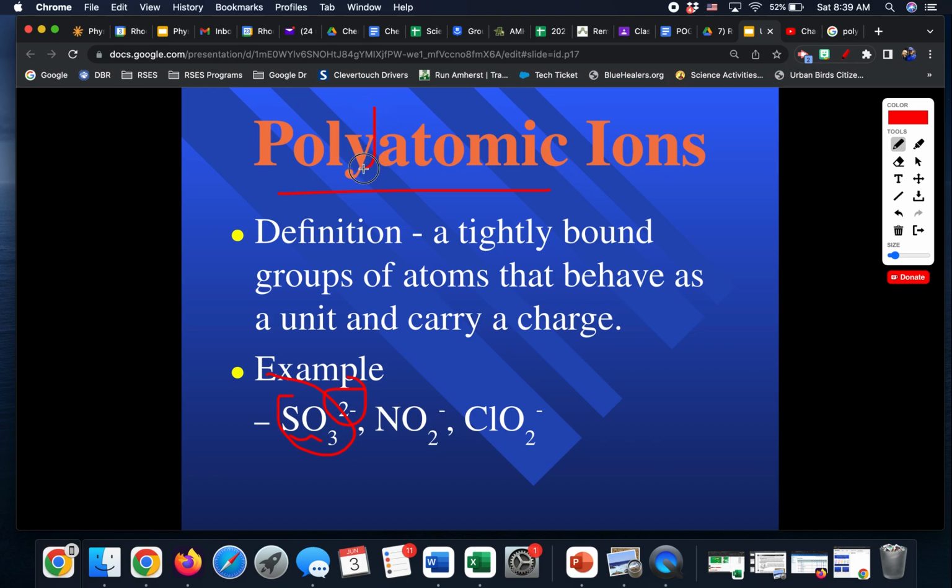You might know the word poly means many, and atomic means atoms, so many atoms, so it's at least 2 atoms. Again, they act as one group, and they carry one charge as a group. One group of atoms, and they carry a charge.